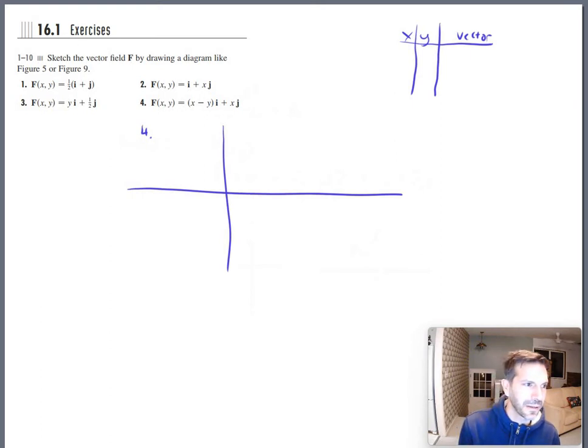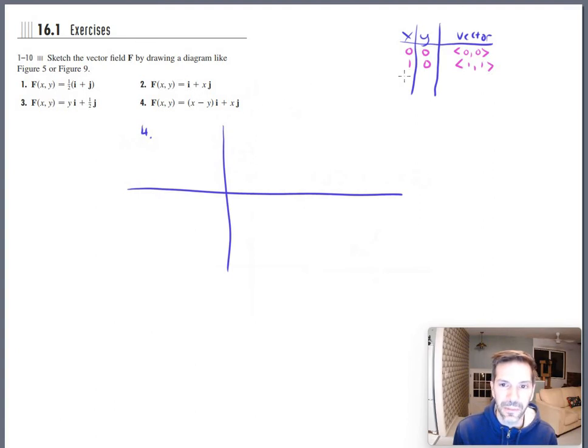So we would say, how about at 0, 0, what's the vector you get? You plug 0 in for x and y in this vector equation. So 0 minus 0 is 0, and 0 is 0, so you get the vector 0, 0. And if you use a point like 1, 0, plug 1 in for x, 0 in for y, now you get the vector 1, 1.